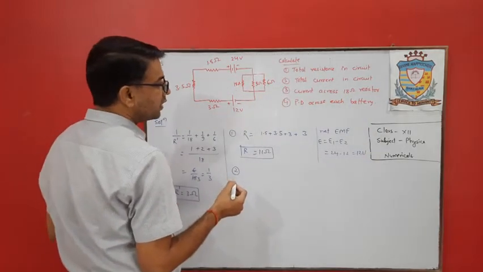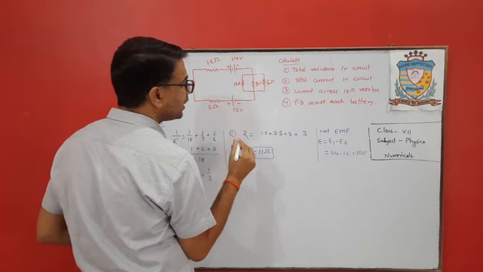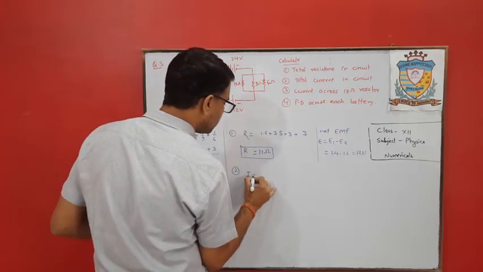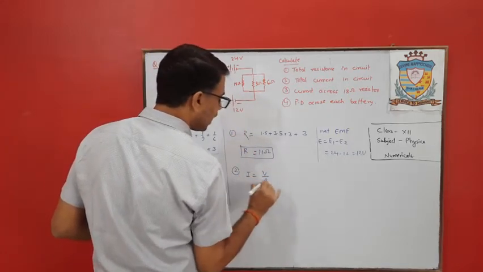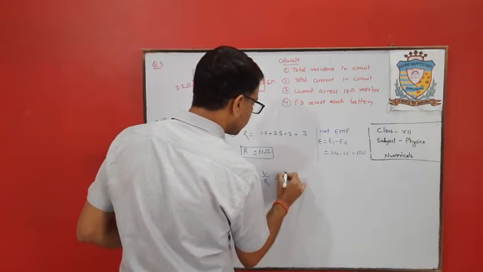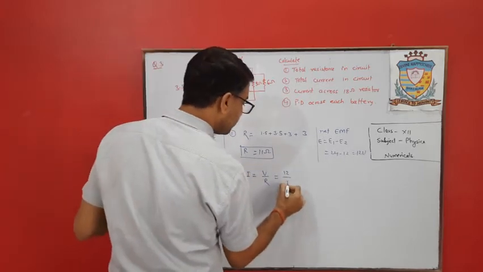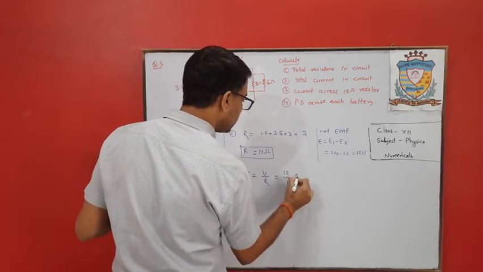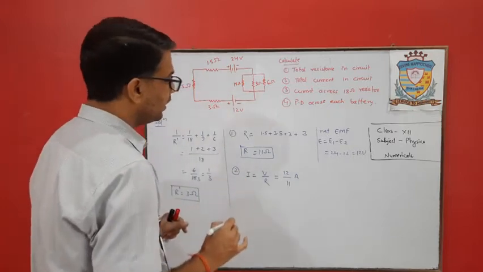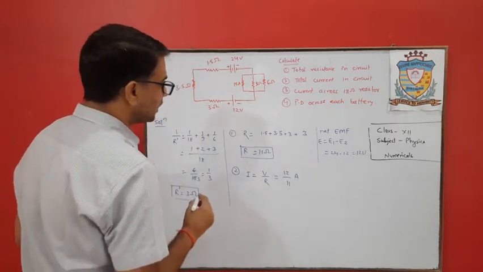Now we can find the total amount of current. The total current in a circuit is I is equal to V upon R. Okay. Net potential is 12 volt. So 12 upon R. Value of resistance is 11. So 12 by 11 ampere. Clear? Now the current across the 18 ohm resistor.